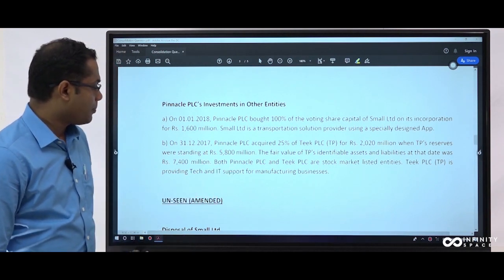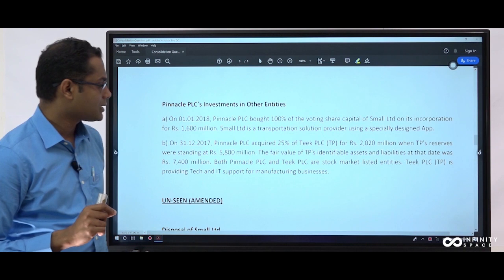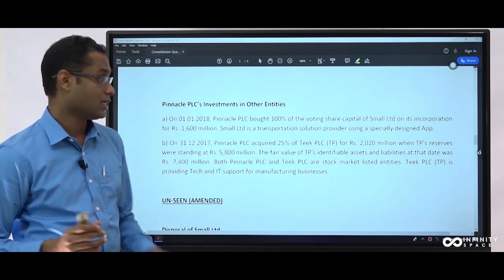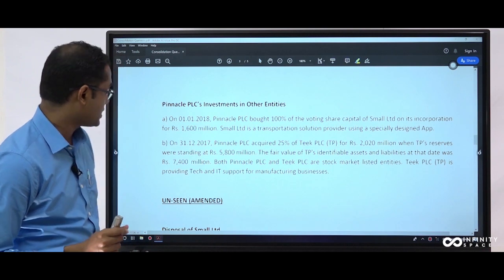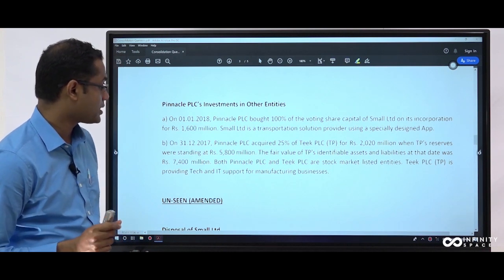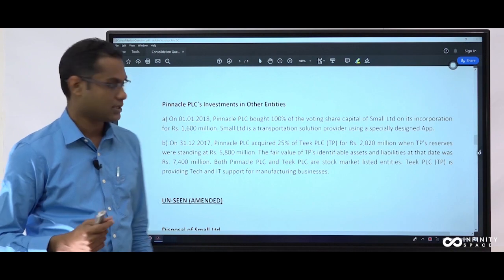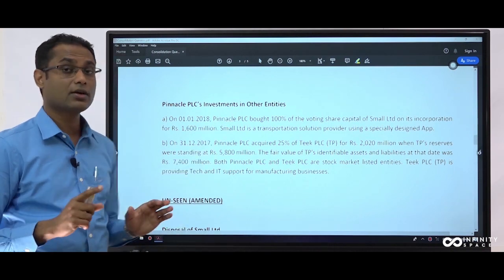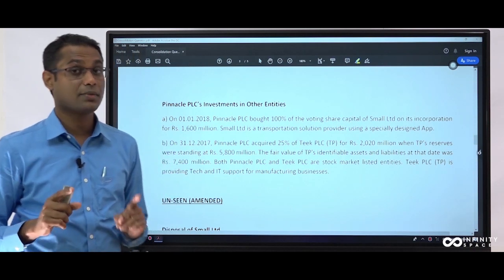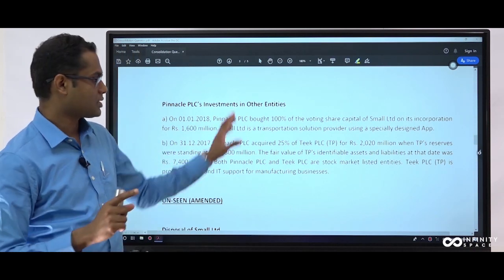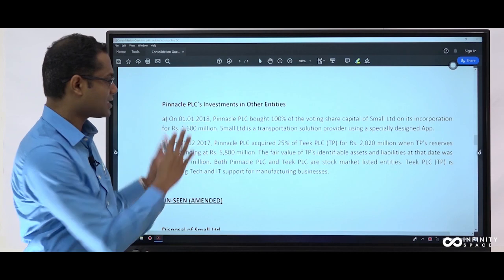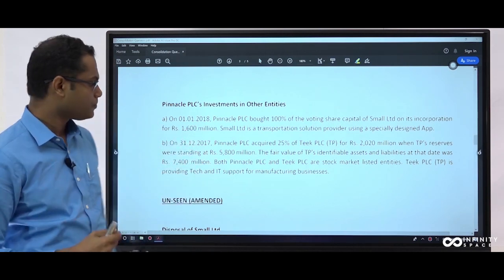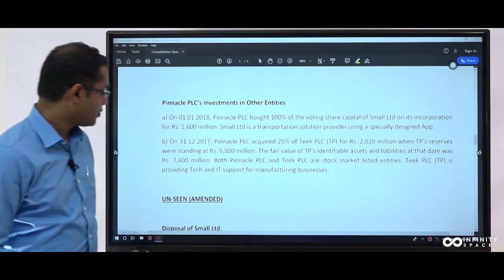Then both Pinnacle and Teak PLC are stock market listed companies. Teak PLC is providing tech and IT support for manufacturing businesses. So this is what is given with regard to the financial reporting area in the pre-seen, right? I have taken these areas separately because then it's easy for me to explain this question to you all. Okay. Right, now let's move to the unseen.